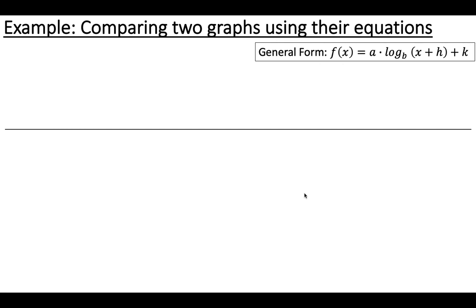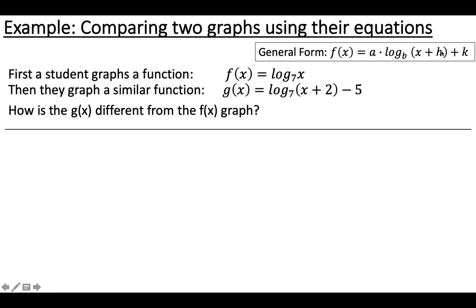All right, I want to do a couple of examples here. I wanted to make sure I did specifically one of these because this is the problem that we struggled with the most from that very first assignment. I put the general form of the logarithm up here because we're going to need to reference that. The problems go like this. First, the student graphs a function, f of x equals log base 7 of x, and then they graph a similar function, g of x equals log base 7. Now instead of x, we've got an x plus 2 inside the parentheses, and then we've also got a minus 5. And the question is, how is the g of x graph different from the f of x graph?